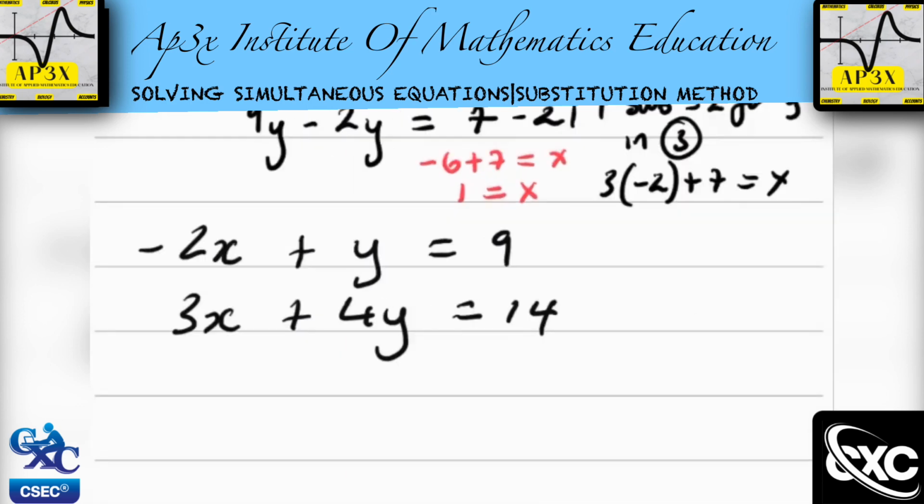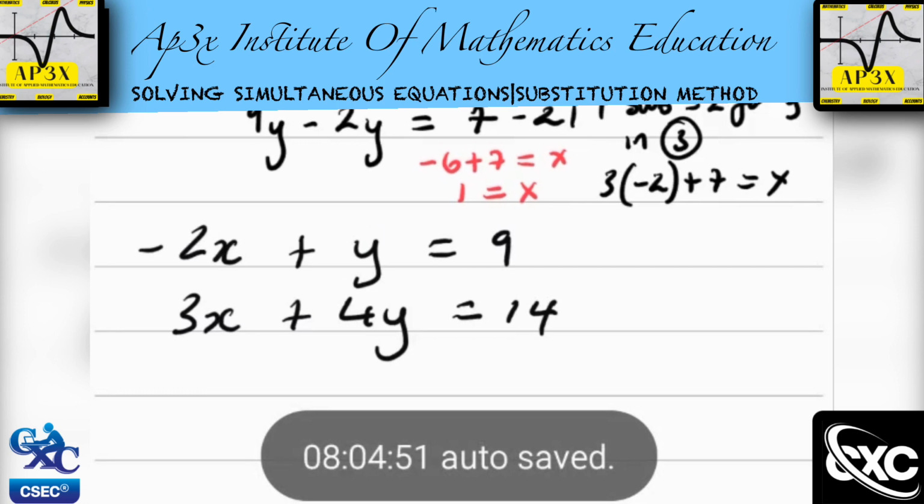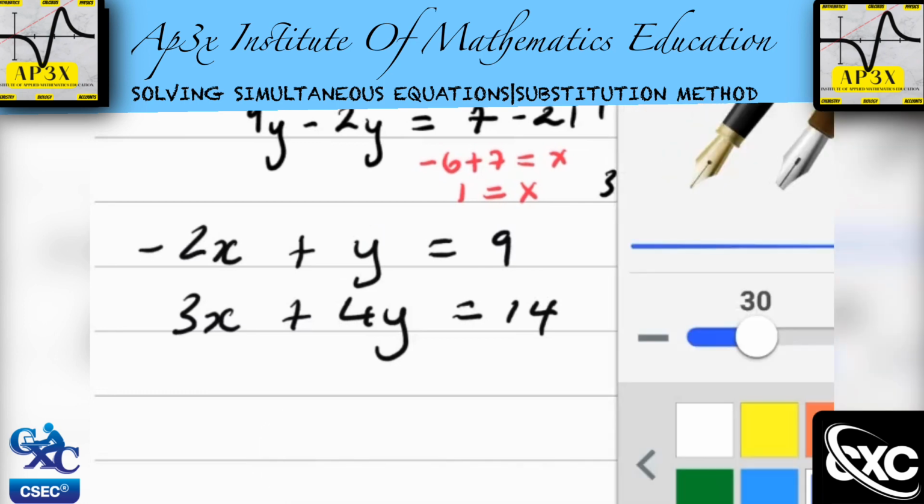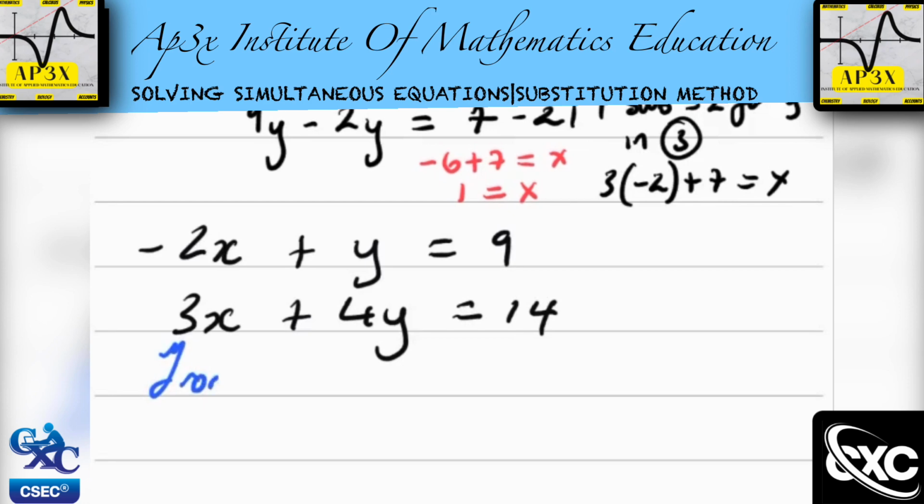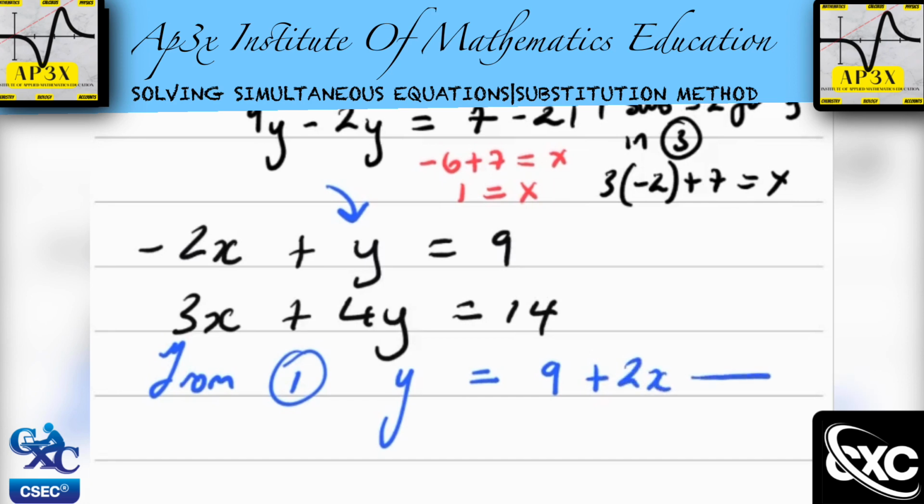Now for our last example here, guys, you've seen that in all my examples we've always been making x the subject. So here is just another one where the y is the variable with the coefficient of 1. So from equation 1, y, that's the focus right here, y is equal to 9, and I'm going to transpose the negative 2x to the right side. I'm going to end up with positive 2x. Now I've just created equation 3.